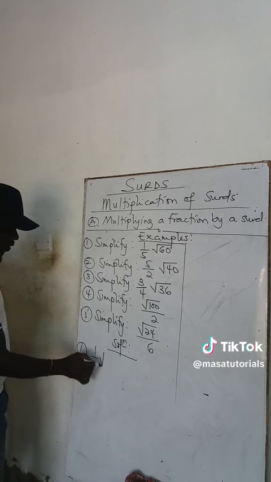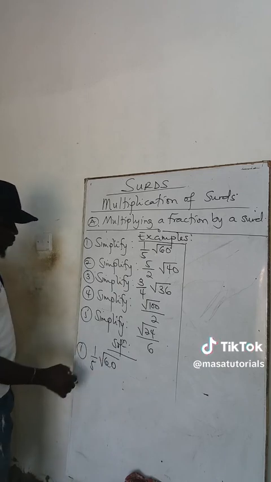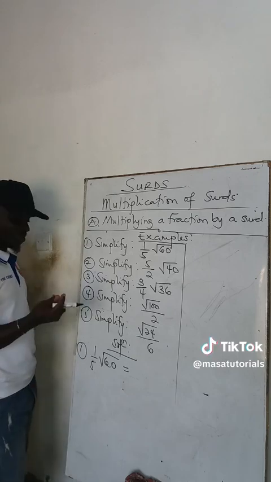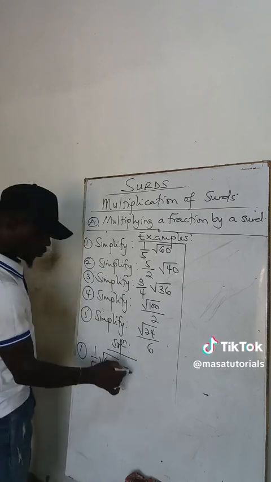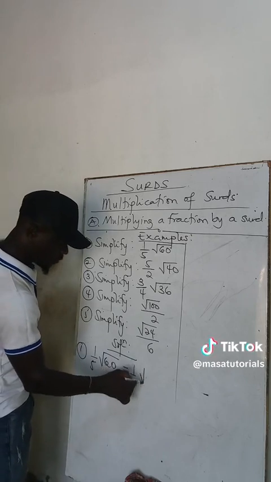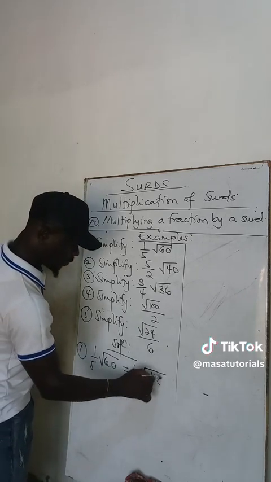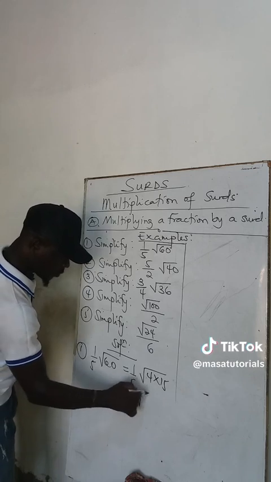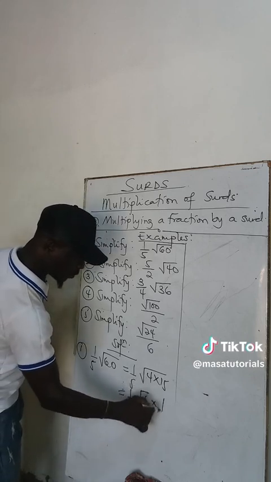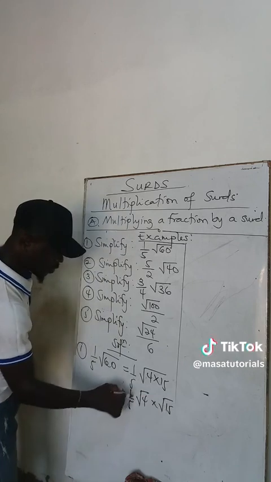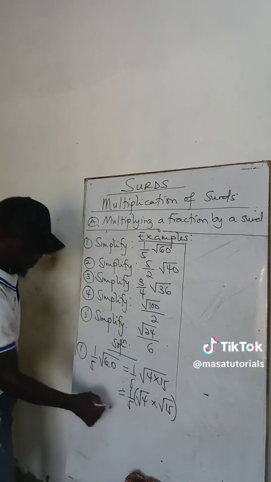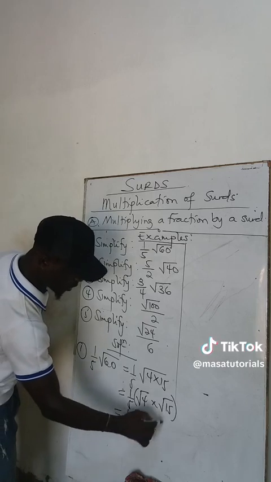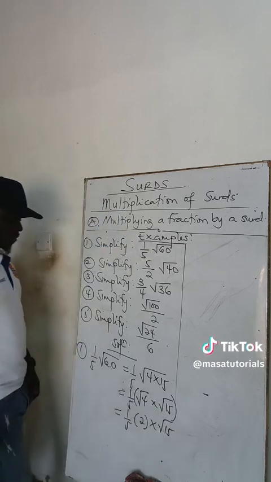1/5 of square root of 60, we'll get two numbers when we multiply, we'll get 60, but one of the numbers should be a perfect square. So we can get 1/5 of, and that's 4 times 15. So 1/5 of square root of 4 times square root of 15. Don't forget, we are multiplying. So here 1/5 of square root of 4 is 2 times square root of 15.